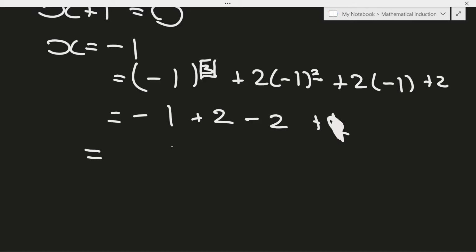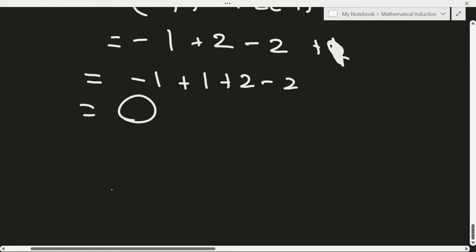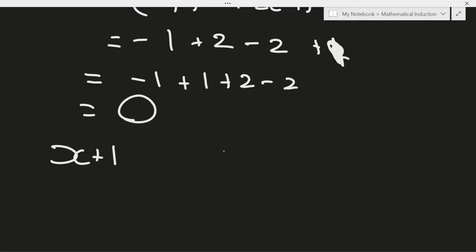This shows that minus 1 plus 1 plus 2 minus 2, that's equal to 1 plus 1. Minus 1 plus 1 is 0, plus 2, which is 2, minus 2 is 0. So we're now saying that x plus 1 is a factor of the expression x cubed plus 2x squared plus 2x plus 1.